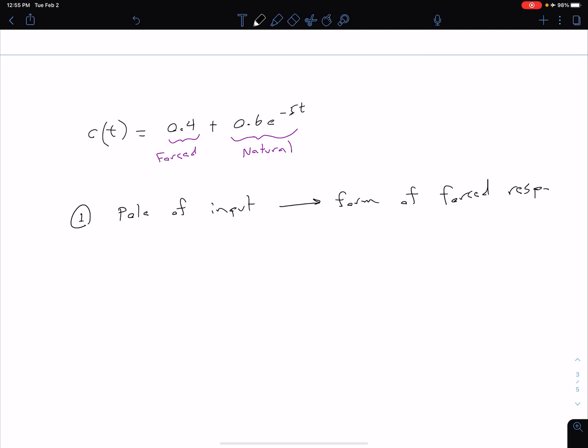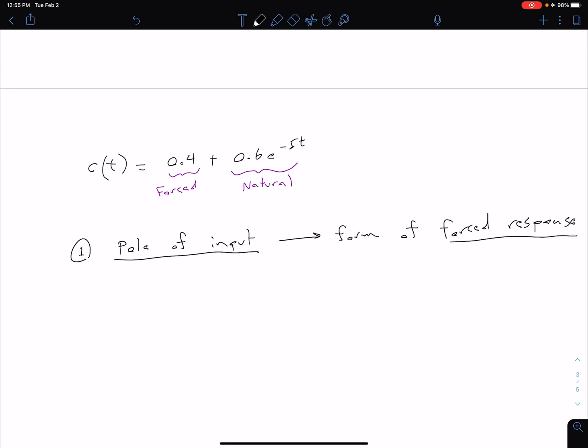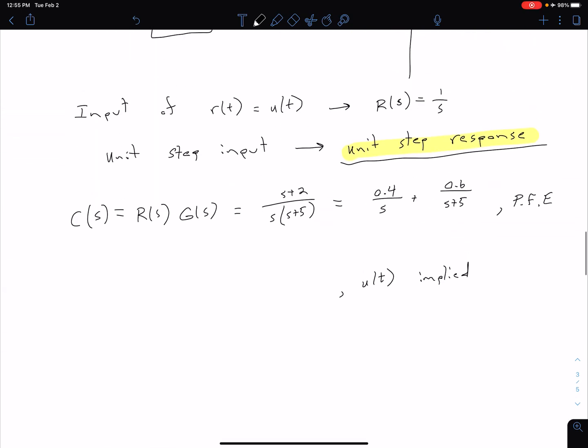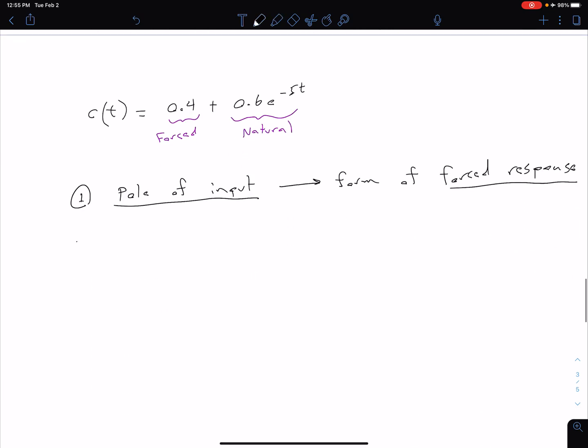And so I'll scroll up a bit and we can see what I mean by this. So forced response, pole of the input. Here's our forced response, 0.4, and we see the form of that comes from our input, which was this S here. So it's because of this S that we had this 0.4 over S, which ultimately became 0.4 when we took the inverse Laplace transform. Okay, so that's one observation.